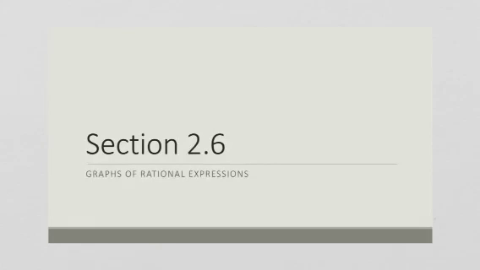These are the notes for section 2.6. We're talking about the graphs of rational expressions. Up to this point, we've talked about how to simplify and solve them. Now we're going to look back at the graphs. Some of this is a review of some things that you talked about in chapter 1.